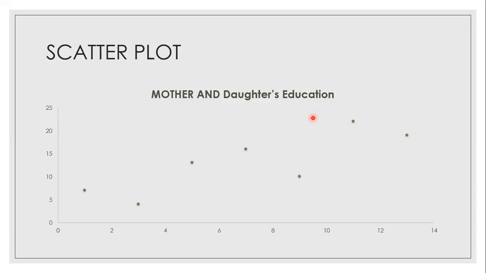Now, that can be for any number of reasons. It can be that the more educated the mother is, the more motivated she is to ensure that her daughter is educated. But it can also be that the more educated the mother is, the more motivated the daughter herself is to emulate her mother or even surpass her mother. And so the level of education of the daughter is dependent in a positive way on the level of education of the mother. So as one goes up, the other is also going up.